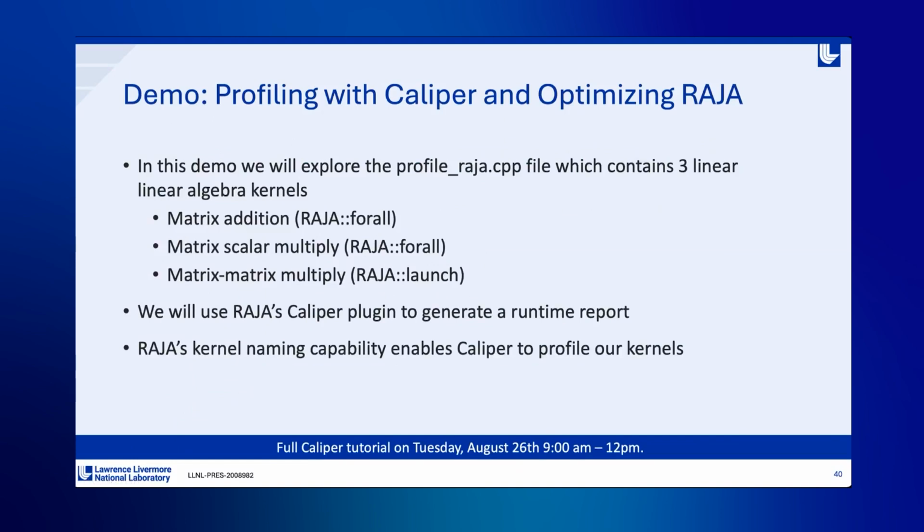So the purpose of this demo is to demonstrate how we can use Caliper within Raja to look at performance numbers. And once we identify what our bottleneck is, we can spend some time looking at different Raja policies, and we can figure out how we can accelerate our code.